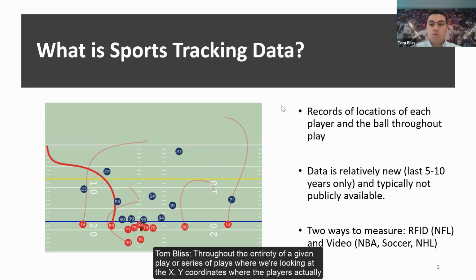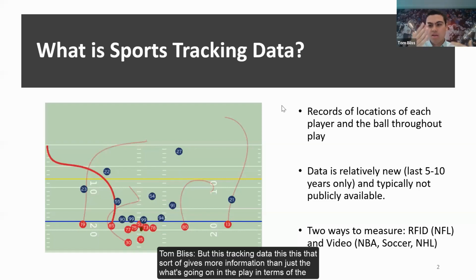And this is relatively new data. A lot of sports analytics data sources go back a little further. For example, there's NFL play-by-play data going back to about 1999. But this tracking data gives more information than just the outcome of the play. It's actually giving the coordinates of every player throughout the play. So this is relatively new.